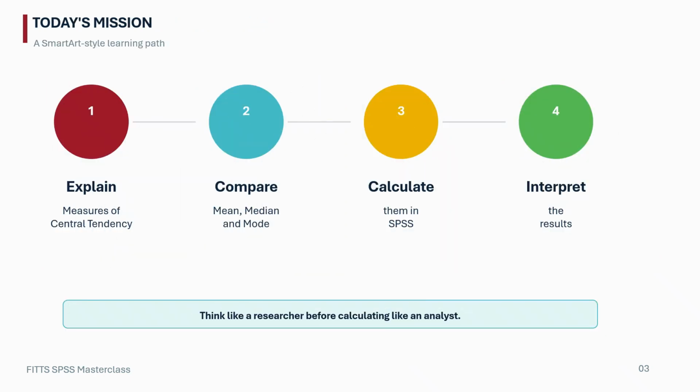Every research project should begin with a clear objective, and today's mission has 4 simple steps. We will begin by understanding what measures of central tendency are and why researchers use them. From there, we will compare the mean, the median, and the mode so you can appreciate the strength of each measure. And once we've built that understanding, we will calculate these statistics using SPSS and then learn how to interpret the output professionally rather than simply reporting numbers.